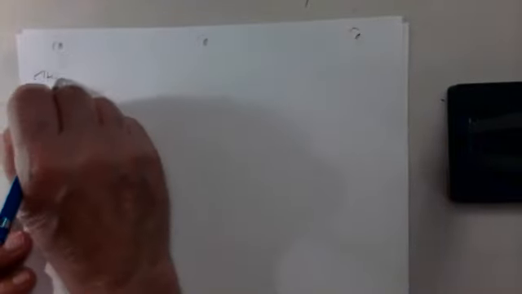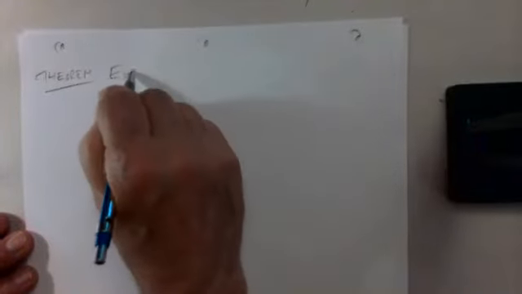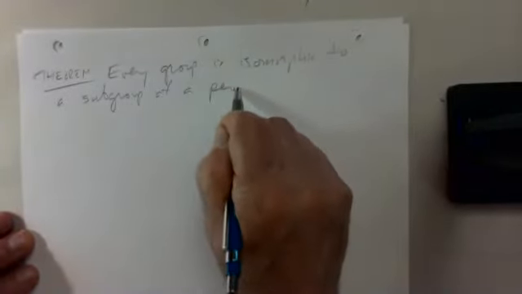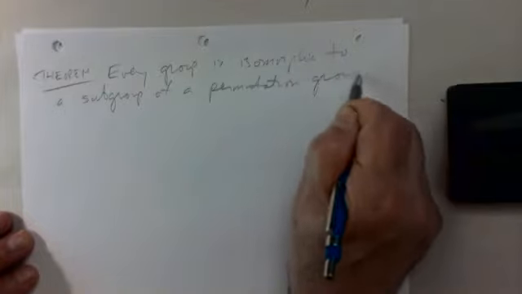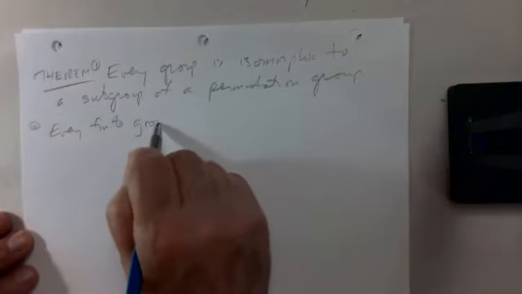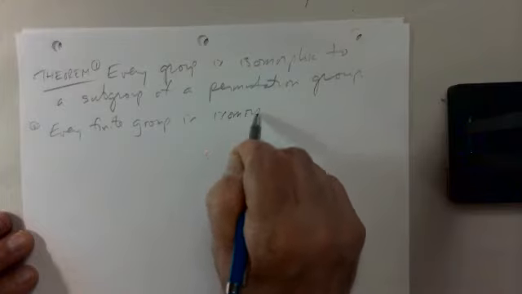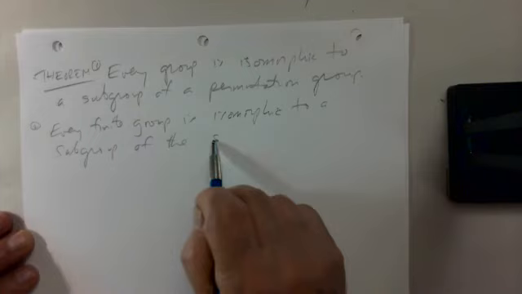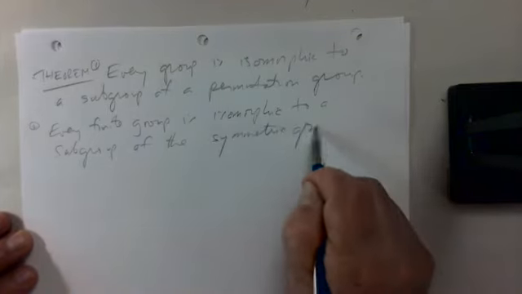So there's one fundamental theorem in group theory that explains why permutations are important. And there's a theorem, I'll prove it in the next lecture in the lecture set. Every group is isomorphic to a subgroup of a permutation group. And in particular, every finite group is isomorphic to a subgroup of the symmetric group Sn.